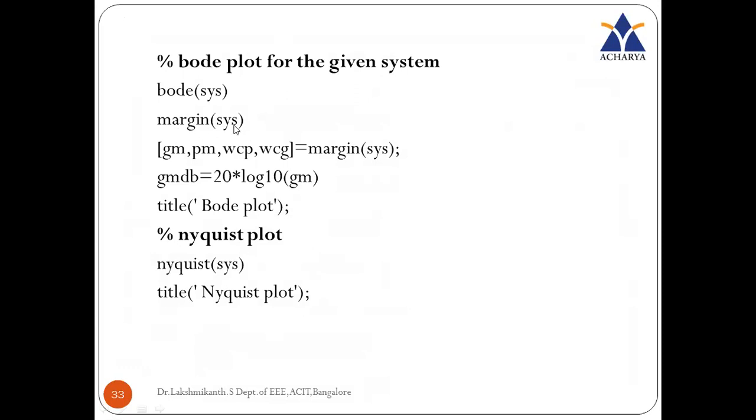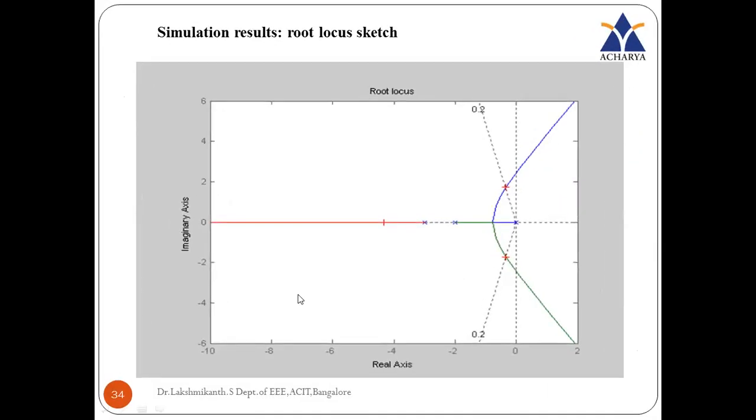For the margin of the system, I am using the transfer function. So you can get the crossover frequency of phase and gain, and you can get the gain margin in decibels, with 20 log 10 conversion taken care of. And for the Nyquist plot, again the same Nyquist system. So obtain the plot, and you can compare the root locus, Bode plot and Nyquist. And we have obtained the simulation result for the same.